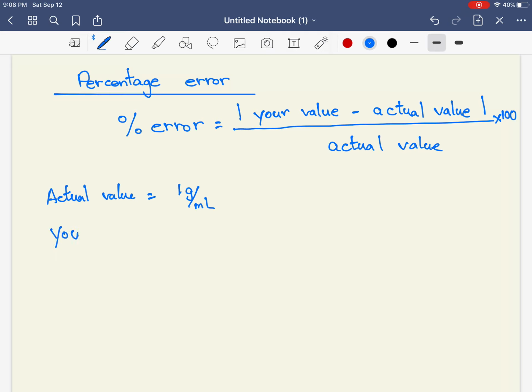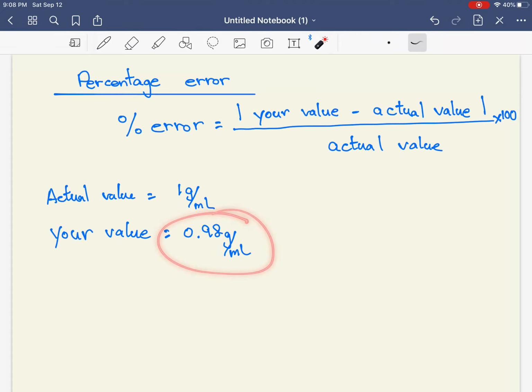You did a water experiment. And for some reason, you weighed some water and you took the volume of some water. You divide the two numbers. And for some reason, you got 0.98. Okay? You know you're off. You weren't that accurate because the target is 1. You got 0.98. Well, how far are you off? Hey, let's take a look at this formula. Let's use this formula and then we'll tell you how far you are off.